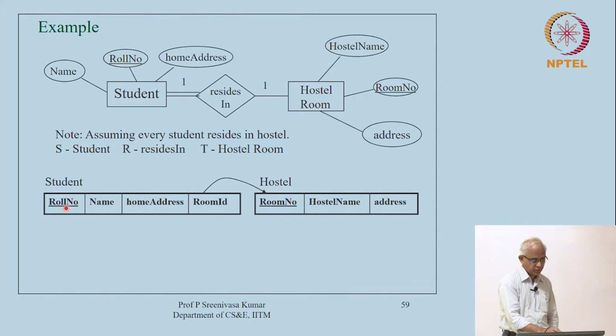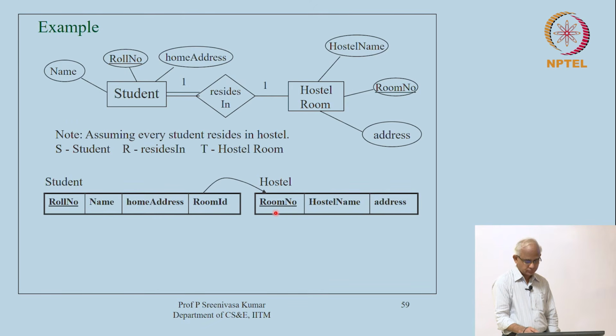So, we want to capture what is the hostel room with which this particular student is associated. We augment the student table and introduce a new attribute, room ID, and since these values are going to be used to refer to the hostel room, we make it a foreign key that refers to the hostel table. Okay.